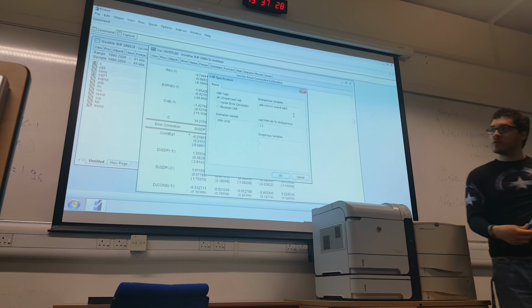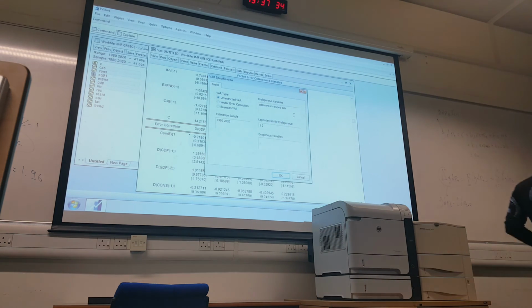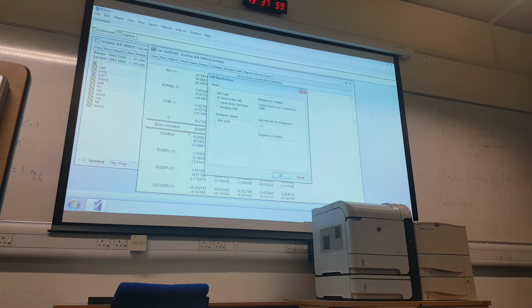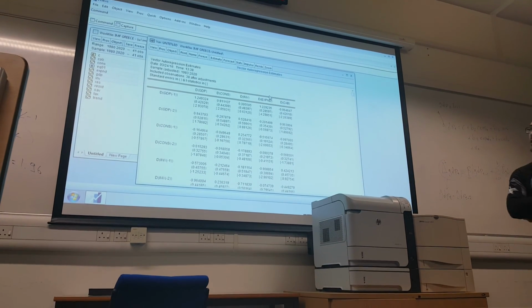So what do we have to do? Given that all of those variables are integrated at first order, use the first differences. So convert it to dGDP, the consumption, the investment, the expenditure, and the current account balance. If you do that and click on VAR, those variables are going to be taken into account. So press enter.